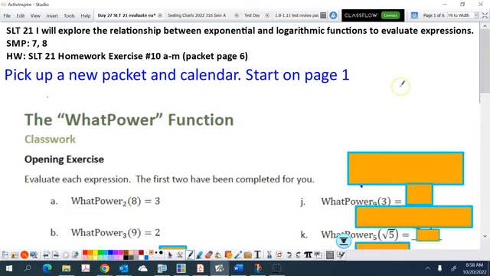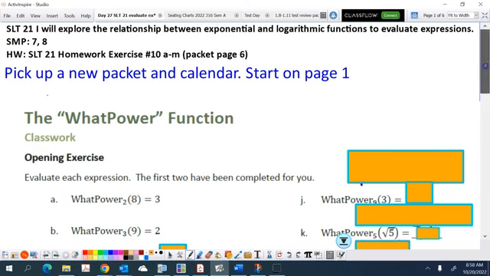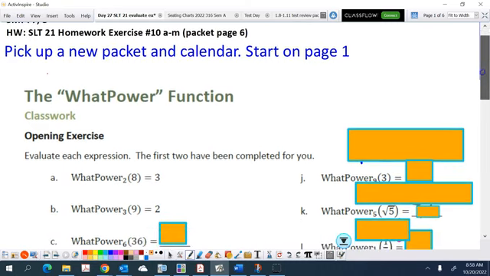Today's lesson has to do with the relationship between exponential and log functions, and we will learn how to evaluate log expressions today. In your new packet, page 1, we are doing What Power functions. So the question says evaluate each expression.